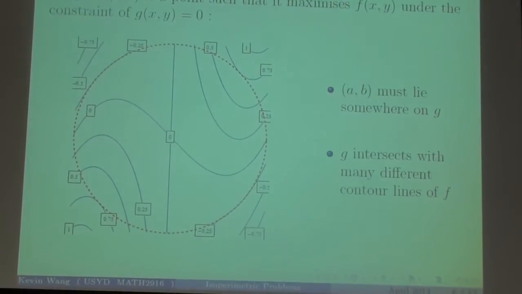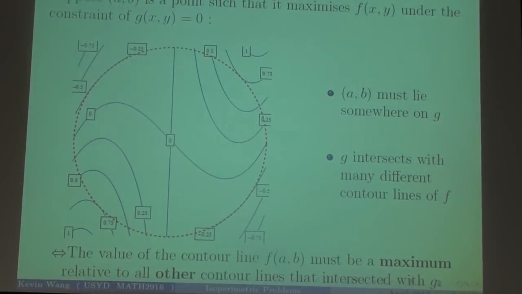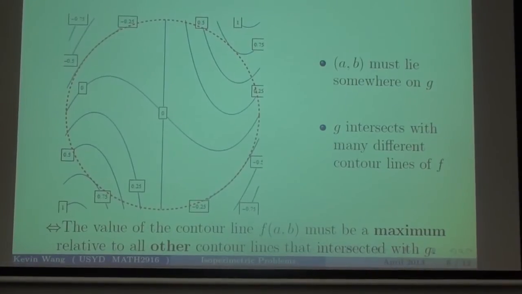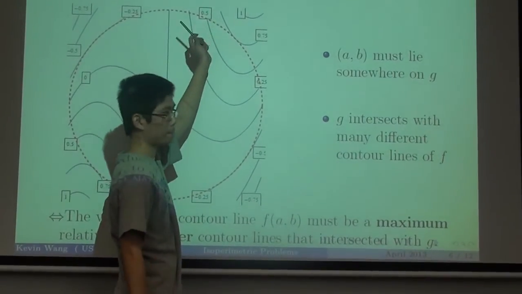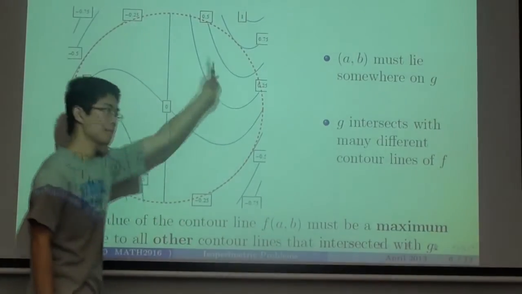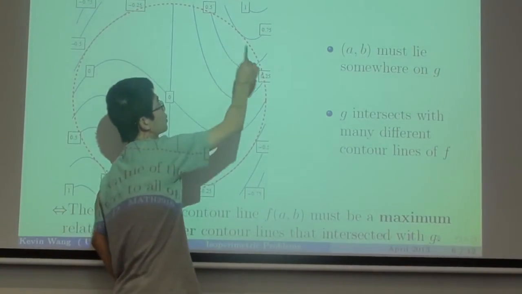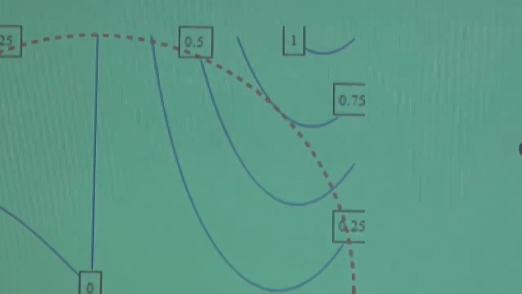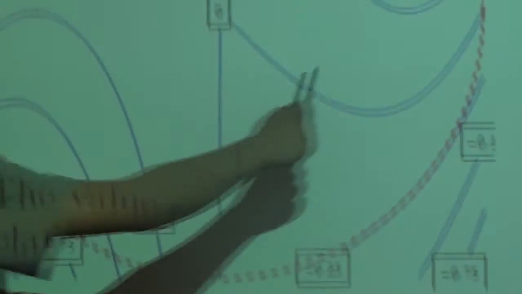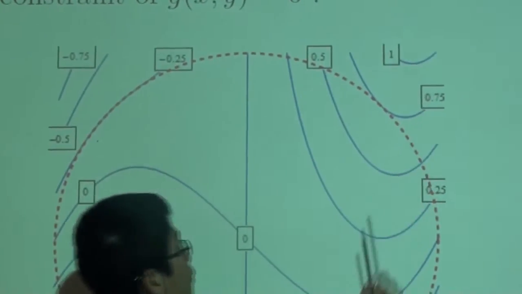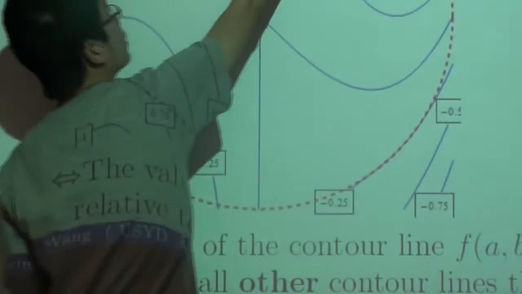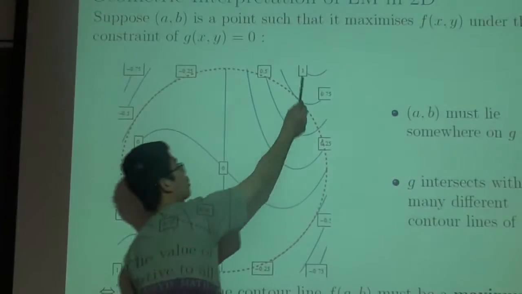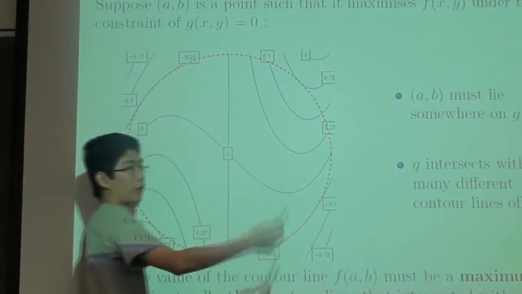Our problem of optimization on the constraint is now equivalent, in terms of this contour plot, to saying this: suppose the maximum point is here. Then the contour line of f that passes through this point must have a value that is a maximum compared to all the other contour lines that intersect g. For example, this point here is 0.75 and intersects g. This one is 0.5 and also intersects g, but that will be a little bit higher than that. So we suspect something funny is going on here, and this will probably be our maximum.